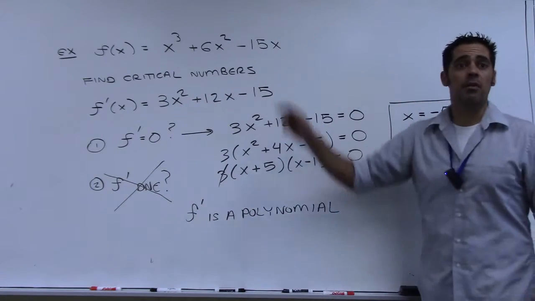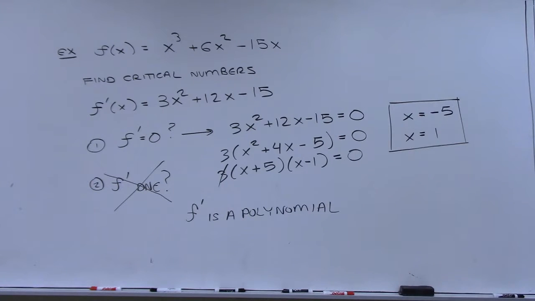The derivative is a polynomial. Yes? So like, I guess where it wouldn't exist if we had a rational function? Yeah, if you have rational functions, but then even then you have to be a little careful, because to be a critical number you have to be in the domain of the original function. So I'll show you where you have to be a little bit careful with that.